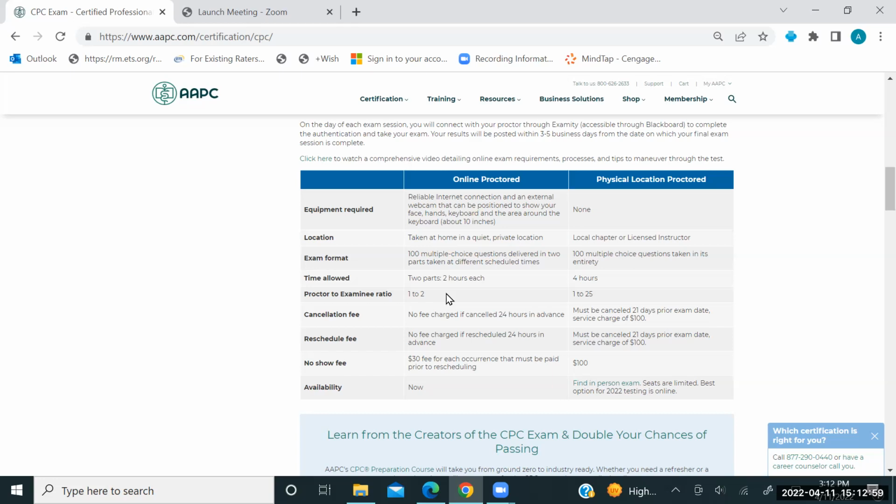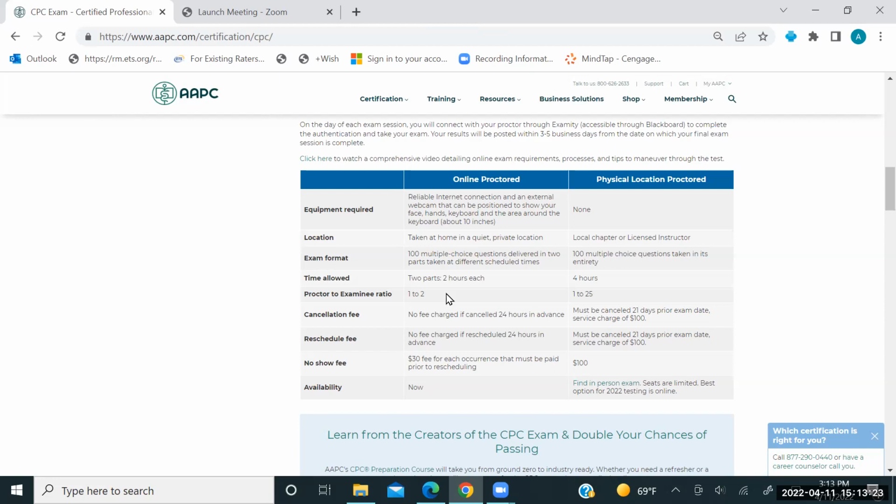And that's so you can show them the room. You can show them like under the desk, behind the computer, all kinds of stuff. You want to look around, have a proctor live proctoring you, and they want to check everything out. So both of those options are available. But the format of the test is the same.